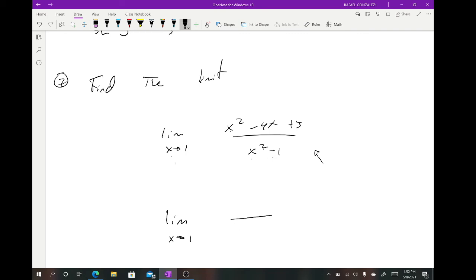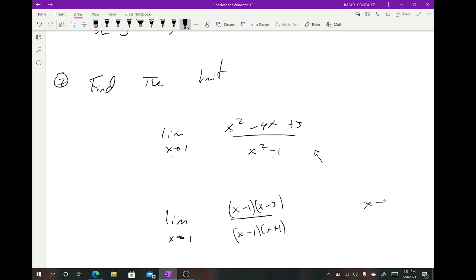So the denominator is the difference of two perfect squares, and this factors as x minus 1 times x plus 1. The numerator factors as, let's see, two numbers that multiply to 3 but add up to negative 4. It's going to be negative 1 and negative 3, because negative 3 times negative 1 gives you plus 3, but negative 1 plus negative 3 gives you negative 4.